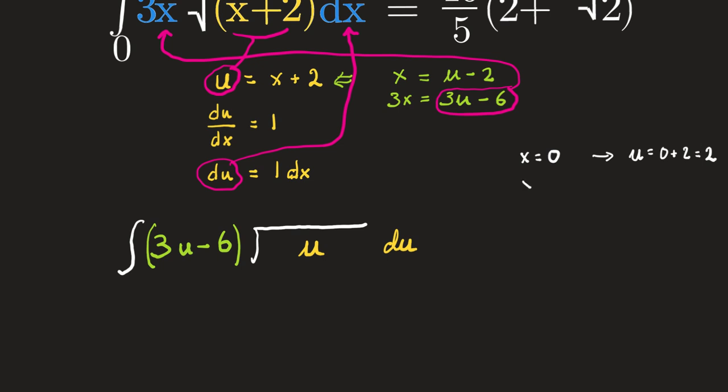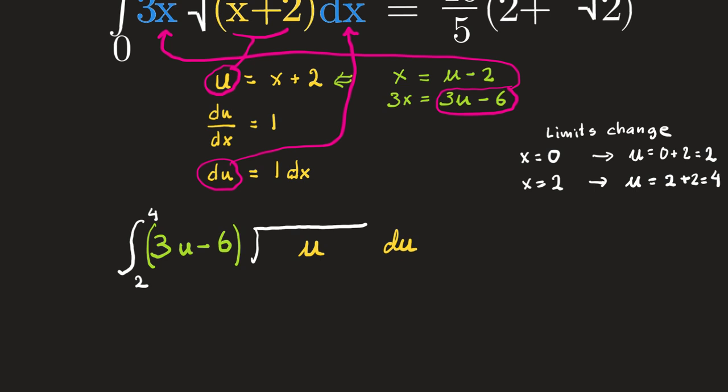And when x is equal to 2 for the upper limit, this will change my u to 2 plus 2, which will make it 4. And we're working in u's now, not in x's, so I can now write that the lower limit is 2 and the upper limit is 4. So I'll write down here that the limits change.